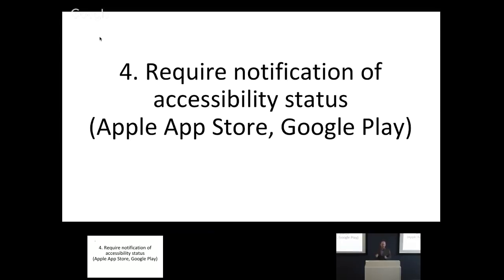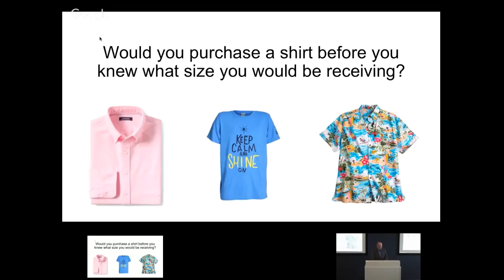My fourth suggestion is to require notification of accessibility status in app stores, because often it's about awareness. Now, think about the following. Would you purchase a shirt before you knew what size you'd be receiving? Would you order a shirt online? You know, I really like that Oxford shirt. I want to purchase it, right?